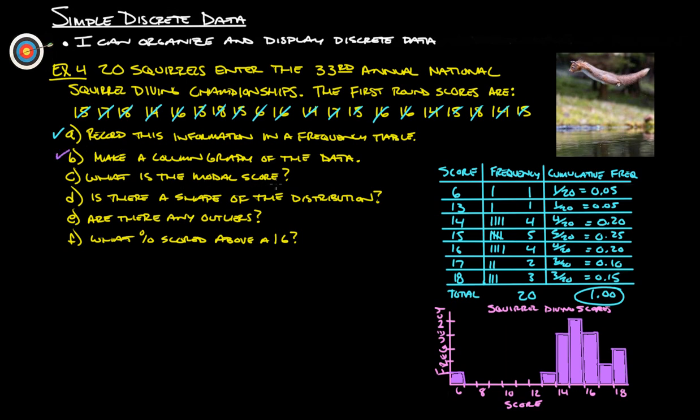What is the modal score? So that's the one that happens most often. You can look at here, find the highest one, or also look here. Either way, we're going to end up getting 15 would be the modal score.